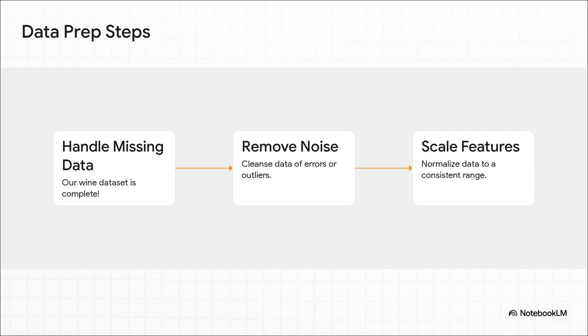So what's in this training montage? First up, we'd handle any missing data. And hey, lucky for us, our wine data set is complete. Awesome. Next, we'd look for any noise or weird outliers that could throw things off. And then, and this is absolutely crucial, we scale the features. This makes sure that no single measurement can dominate the learning process just because its numbers are bigger.